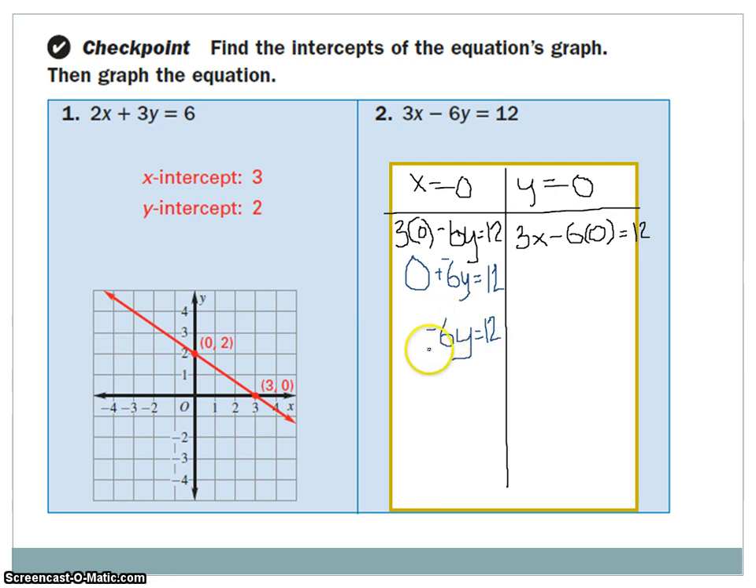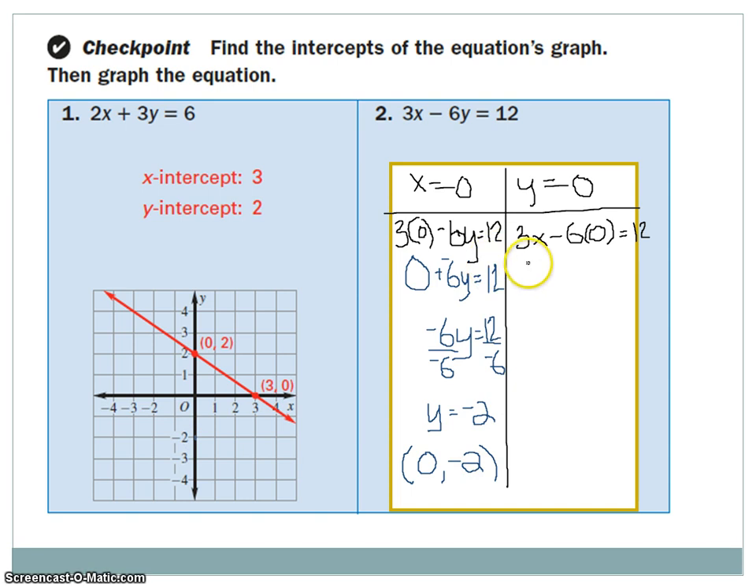Divide by the coefficient, and again divide by the actual coefficient of negative 6. Y equals 12 divided by negative 6 is negative 2. Your ordered pair, x is 0, because it's the intercept. It's going to cross at the y-axis at negative 2. And just to show you on the graph, that would be right here.